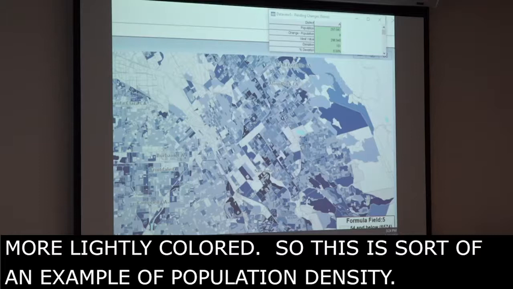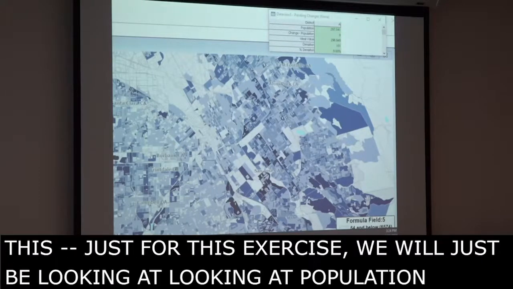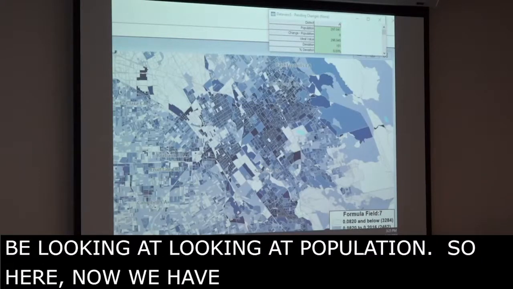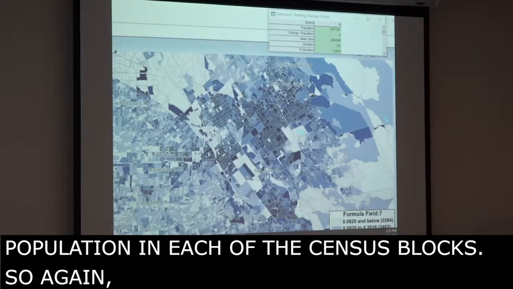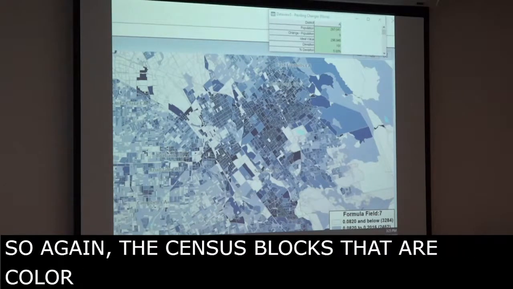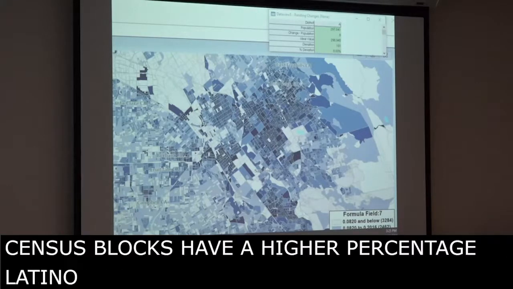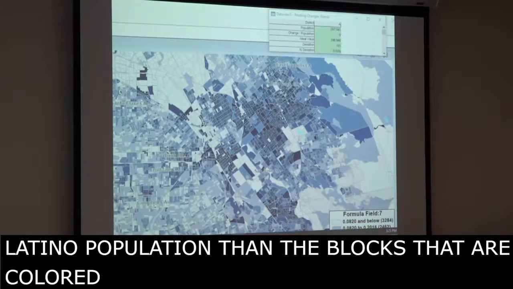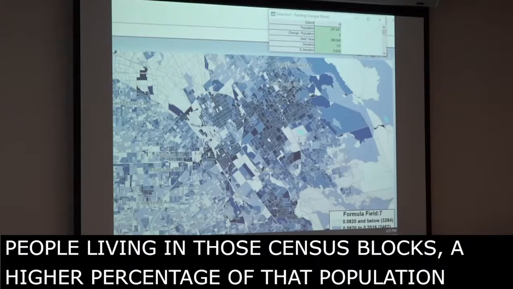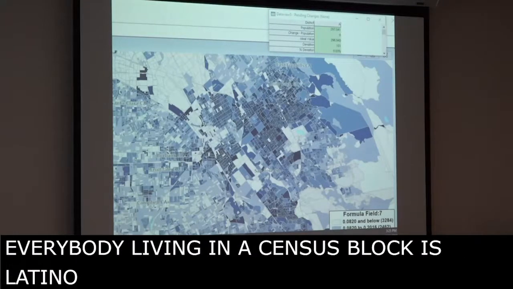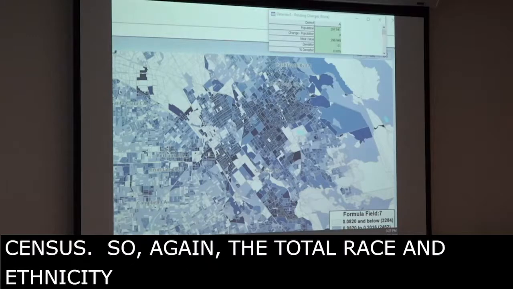And for this exercise, we're just going to be looking at Latino population. So here, now we have the percent Latino population in each of the census blocks. So again, the census blocks that are colored in with a darker blue, those census blocks have a higher percentage Latino population than the blocks that are colored in a lighter blue. So of the people living in those census blocks, a higher percentage of everybody living in the census block is Latino or identified as Latino on the census. So again, the total race and ethnicity breakdown will be from the census data set.